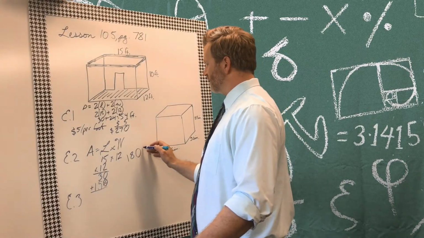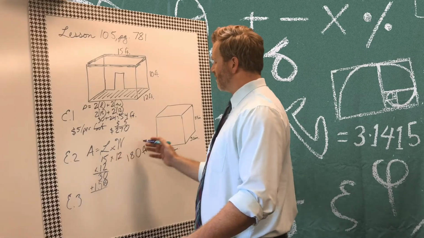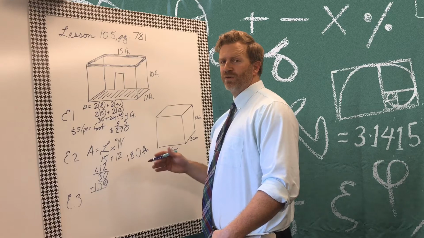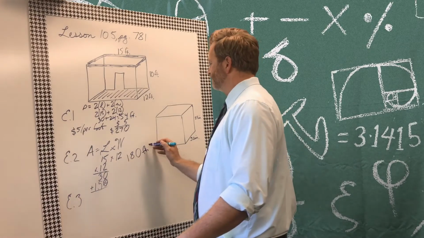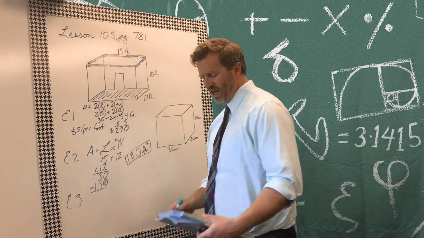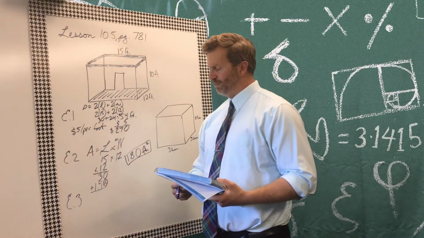And then we are talking about feet. And since we're talking about area, what's it got to be? Do we leave it feet, or do we got to put a 2 or a 3? What do we put on there? We got to put a 2. So we got 180 square feet worth of carpet that she needs to buy for that room.